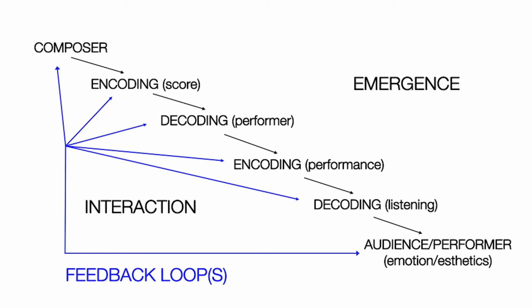And this is the emergence aspect of these interactions. The way in which I exploit this is by using feedback loops at every step of this process. So the composer writes a score, but the score itself can be interpreted in many different ways.